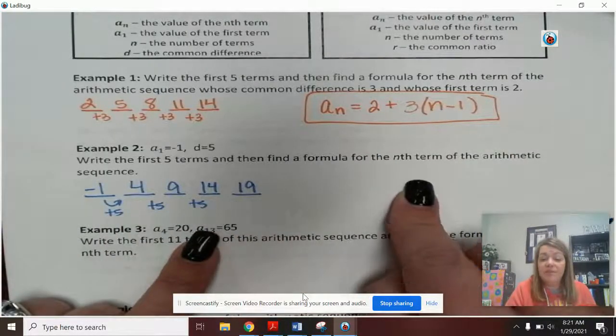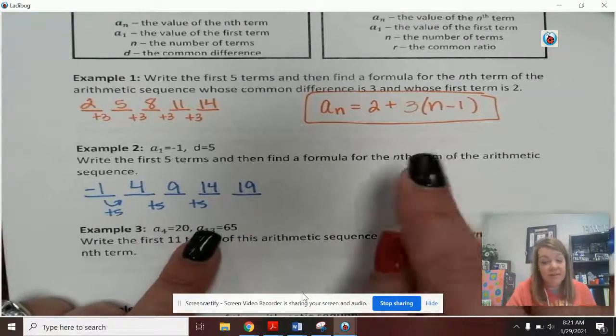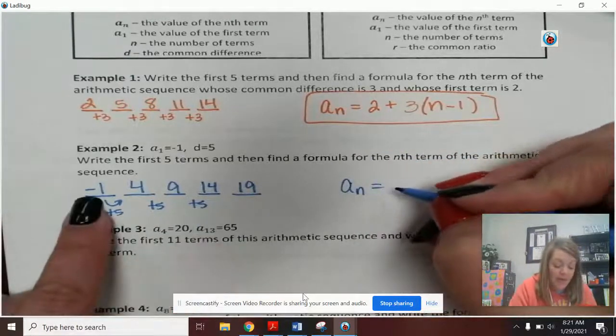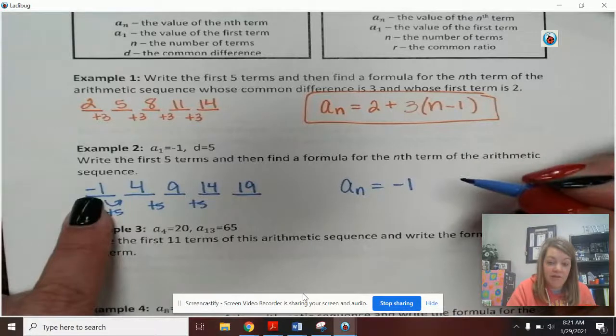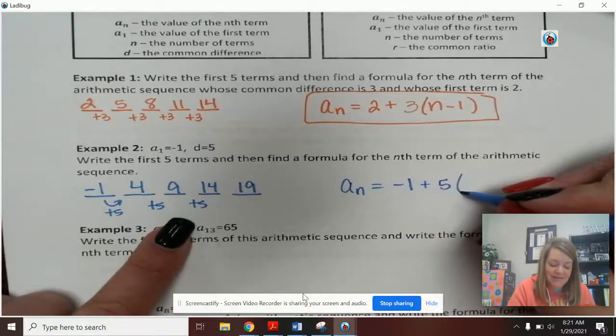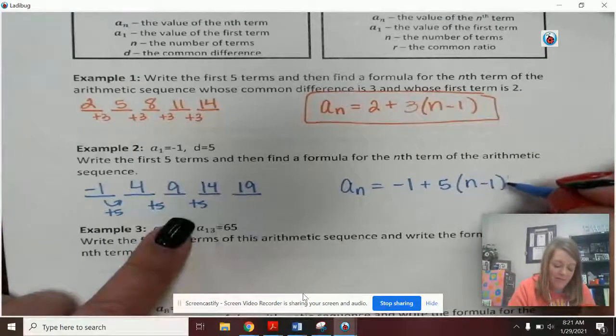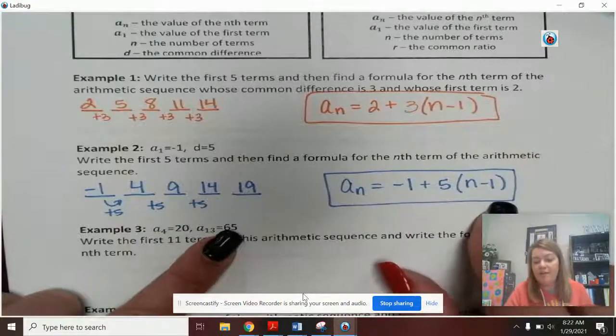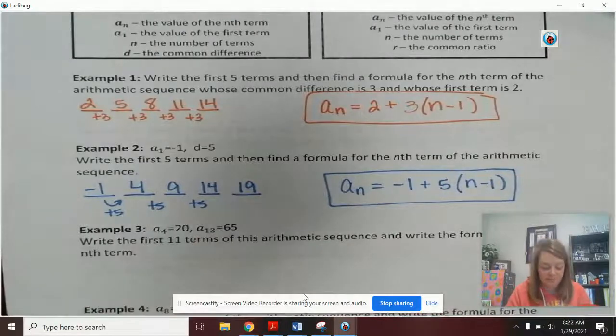Now I'm going to write a formula to find the nth term. So n stays in the formula. A sub n equals a sub 1, which is negative 1, plus d, which is 5, times n minus 1. Now I could use this formula to find whatever term I was trying to find.